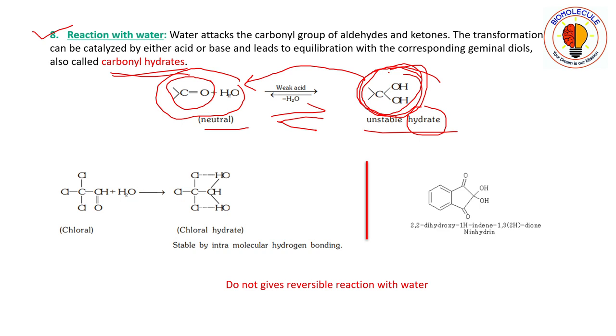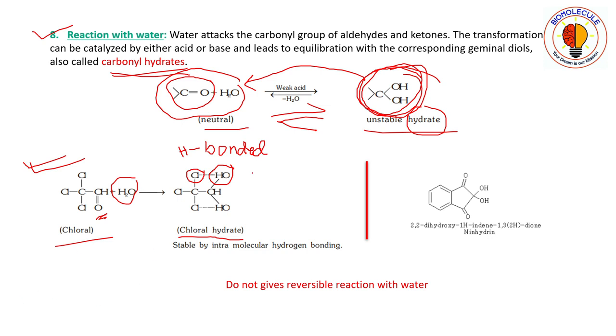So what are those carbonyl molecules? This comes in entrance exams a lot. Okay, so first one is chloral. Okay, see here, this has a carbonyl group, it reacts with water to give you chloral hydrate. Now a remarkable property of this compound is that this hydroxy hydrogen is being hydrogen bonded to this Cl group, that is the chlorine group.